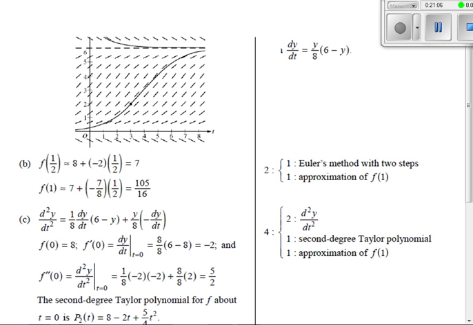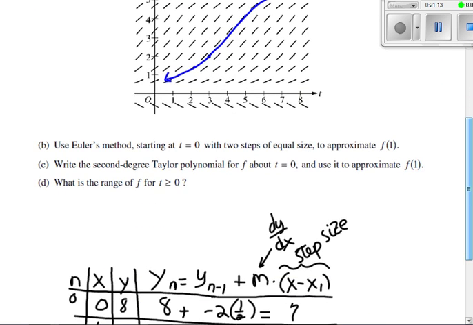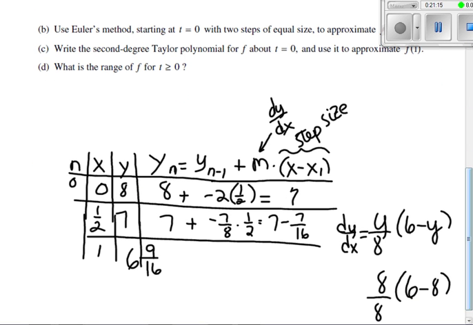106/16. Whatever. It's the same thing. In fact, I wouldn't even bother simplifying it. I would leave it the way we have it here. Okay. The second, you guys can do this, the second degree Taylor polynomial.